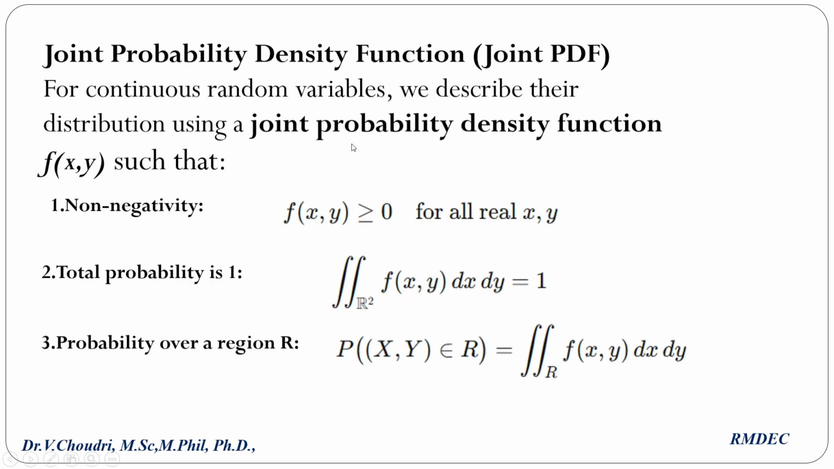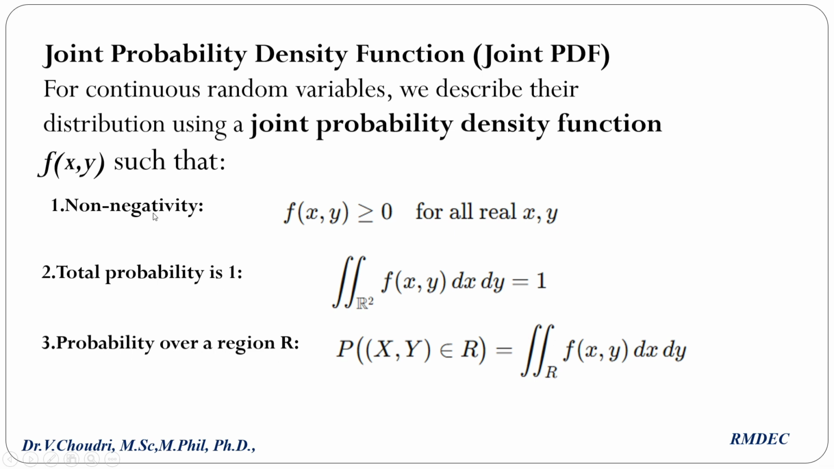Now the definition is the joint probability density function. Previously we saw the joint probability mass function. Here it is the density function, so the joint probability density function f of x, y. What are the conditions? Non-negativity, total probability is 1, and the probability over a region R.